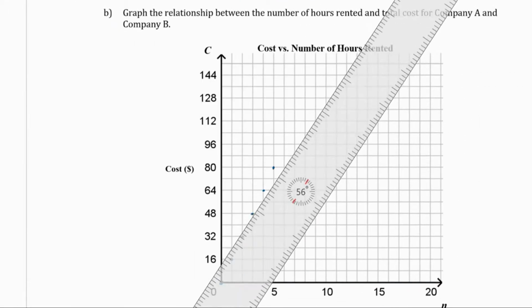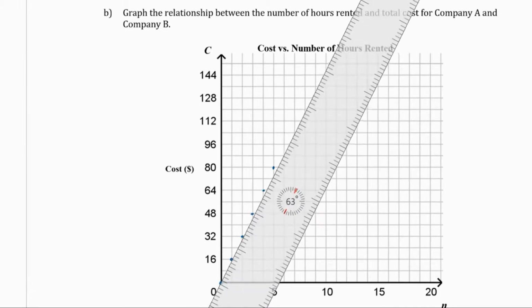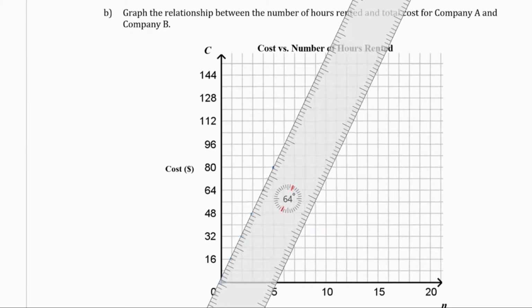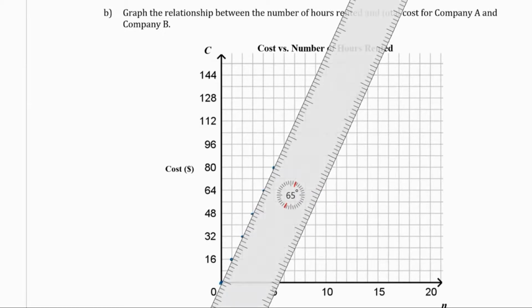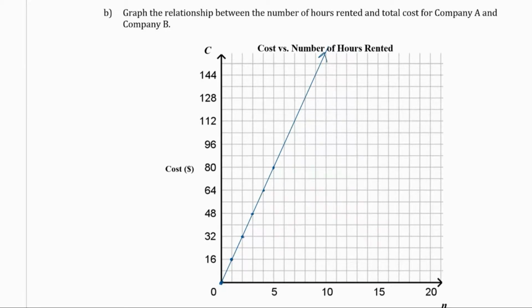All right, let's graph this. How's that look? Pretty good. Okay. And whenever we have more than one line or relation on a graph, we absolutely have to label it. So this is company A. I'm going to label it with an A. Okay, I'm going to do the other one in a different color.